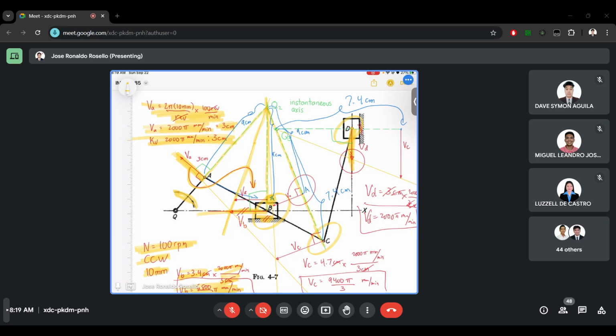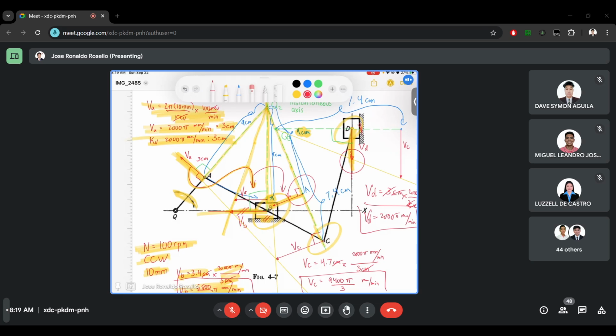Then again, since for B I used A as reference, I can also use A as reference for C. If you want to use B as reference for C, it is also okay. It will give you the same answer. So again, I copied the point A that is 9 centimeters away from Q2, and I also copied its vector, which is 3 centimeters in length.